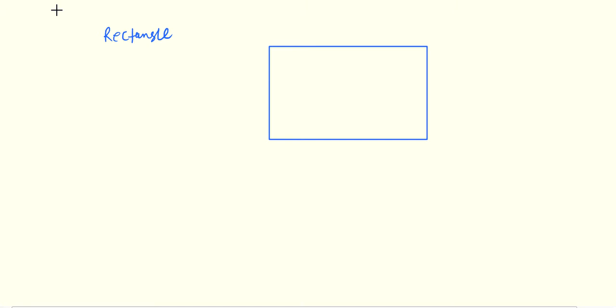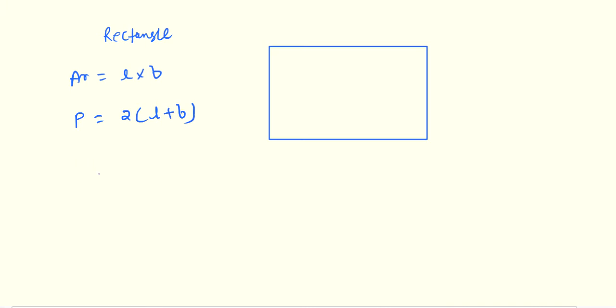After exercise 20A, our next topic is area of some plane figures. First one is rectangle. As you know very well about rectangle, the area of rectangle is length into breadth. Then perimeter of rectangle is 2 into in bracket length plus breadth.